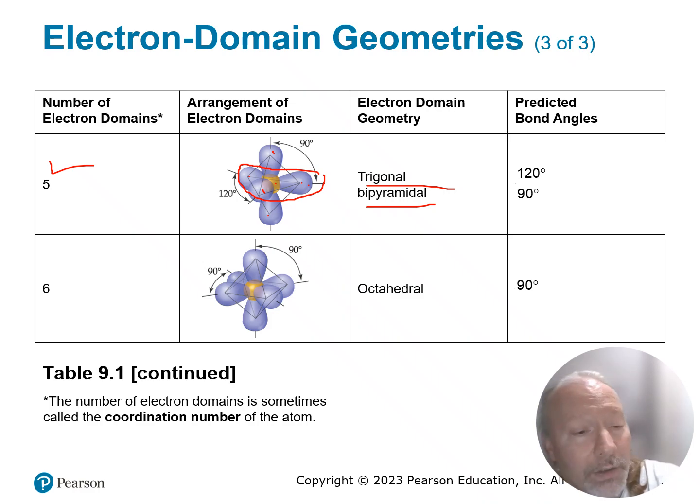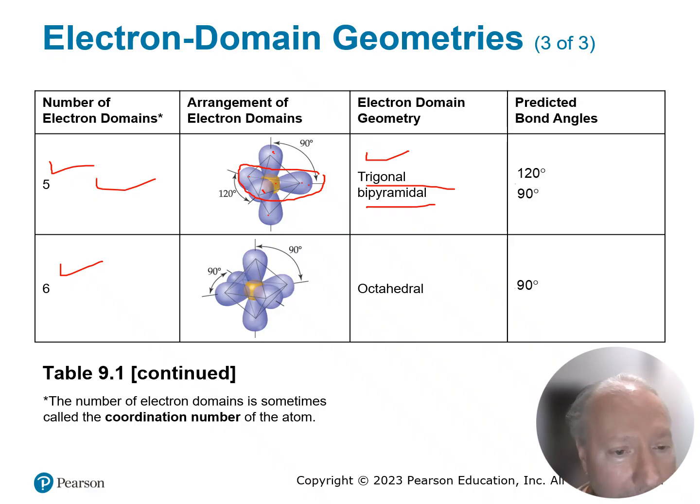How many electron domains are there? 5. What is the structure with respect to the electron domains? Trigonal bipyramidal. Then we have 6 electron domains. We get into this really cool structure, but let's count it. Here's electron domain 1, electron domain 2. Then on the horizontal, flat plane, we have the 3rd, 4th, 5th, and 6th electron domain. And in this one, everything is 90 degrees apart, which makes sense.